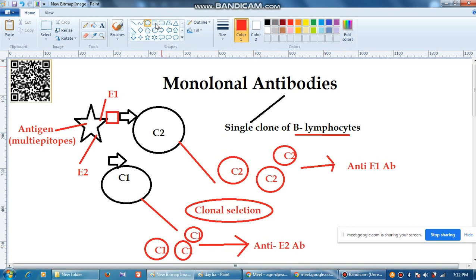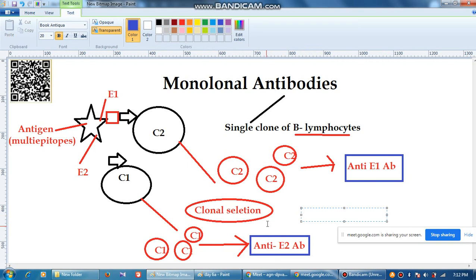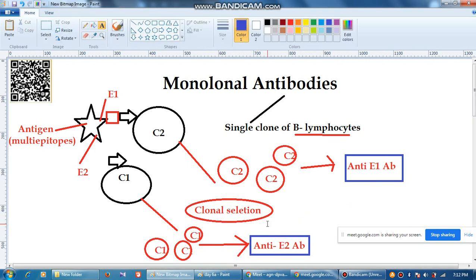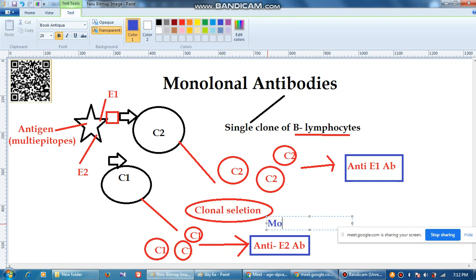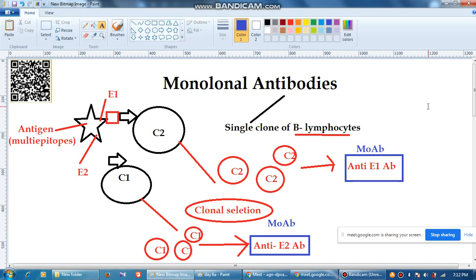Now, each of these antibodies, anti-E1 and anti-E2, will be termed what? Monoclonal antibodies. So write it down: monoclonal antibodies, MOAB. That means monoclonal antibodies, although their specificities are different towards different epitopes.